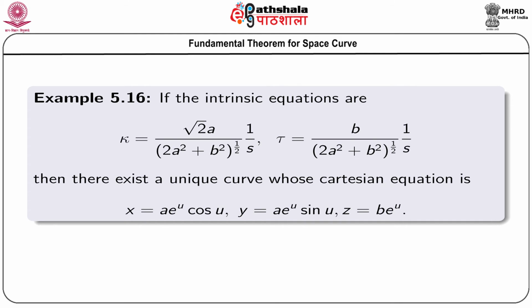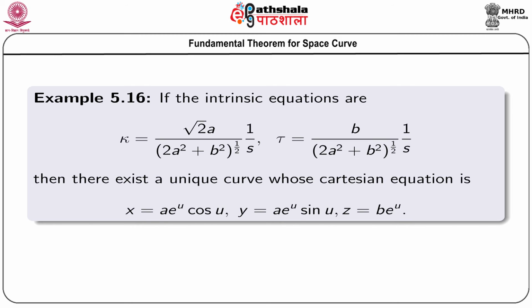Suppose the intrinsic equations are given by kappa equals root 2a by (2a square plus b square) to the power half, times 1 by s, and tau is b by (2a square plus b square) to the power half, times 1 by s. That means, kappa and tau are functions of s.